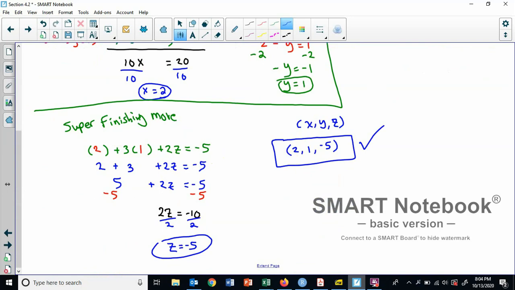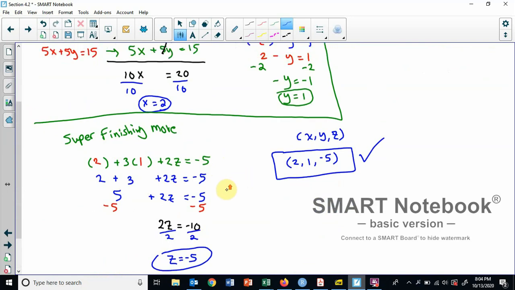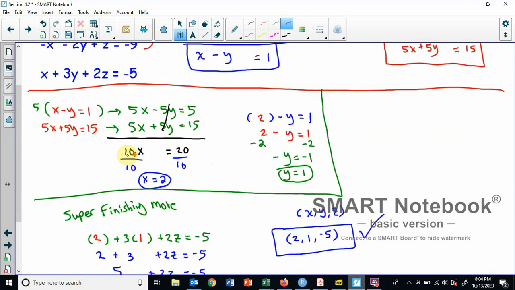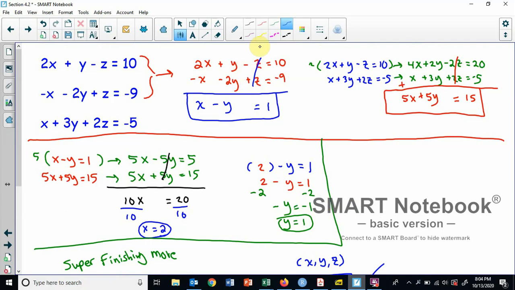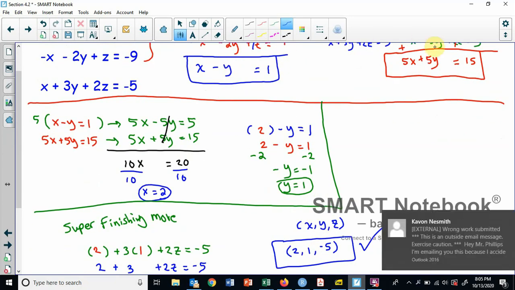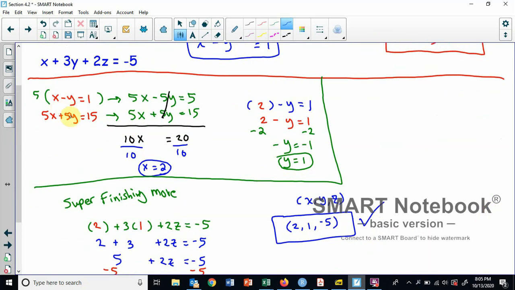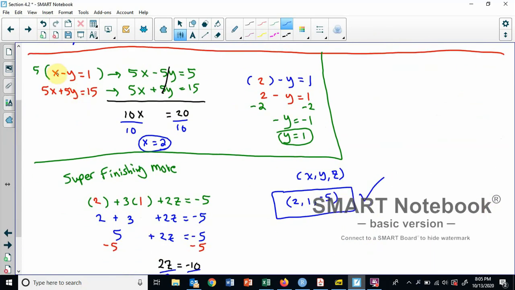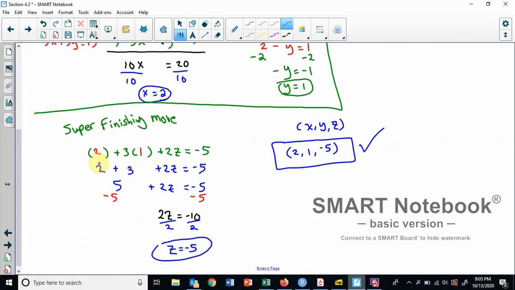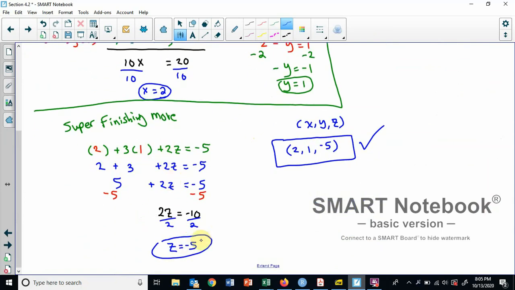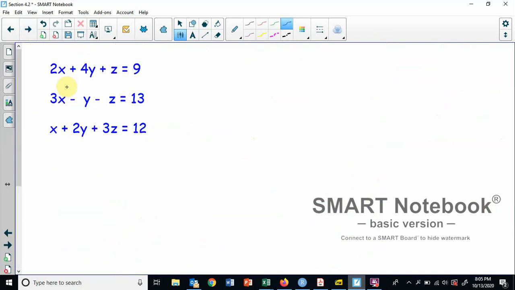Okay, so that took a lot of work. It took a while because I explained a lot and went really slowly, but it's essentially 3 steps. Eliminate the same letter twice. I had to grab different pairings. Once you've eliminated the same letter twice, you have made a system of 2 equations. Solve that system. And then super finishing move: plug into one of the originals to find the last letter. So let's do it one more time. Let's practice with another example.